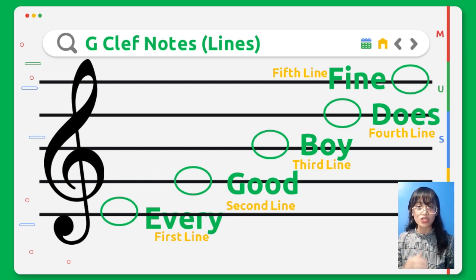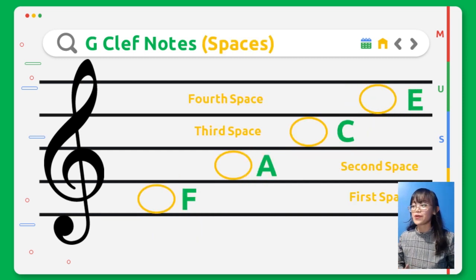Now, how about yung mga notes, the notes that are written on the spaces? Okay, so we're going to use this word face, but it has no meaning each letter, just face. Okay, on the first space, it is the letter F or the note F. Second space, A. Third space, C. And on the fourth space, we have the letter E.